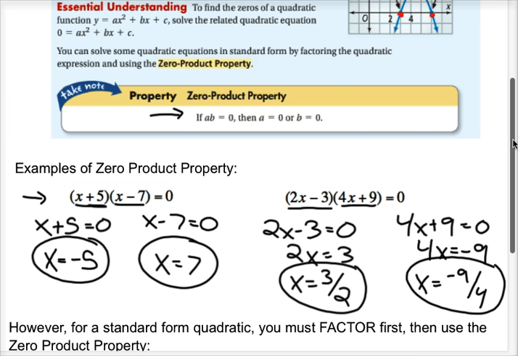Now, when you're solving these, notice I just left them as fractions. Don't bother turning them into decimals. Some of the decimals would get a little bit nasty. So just leave them exactly as is, as the fractions.